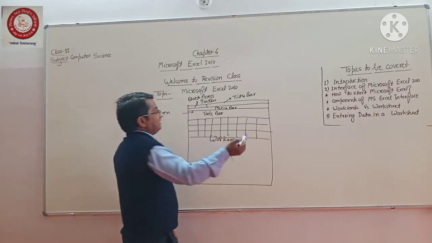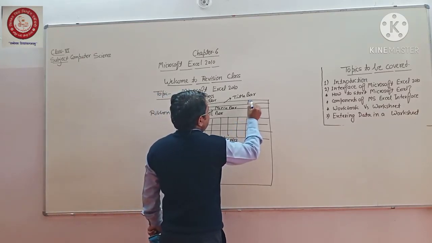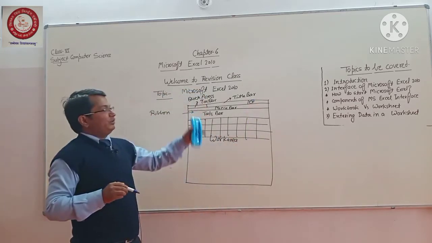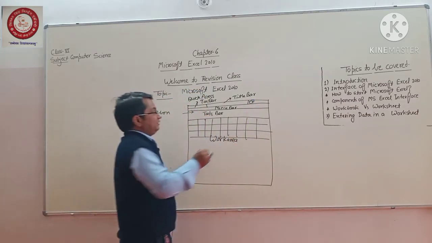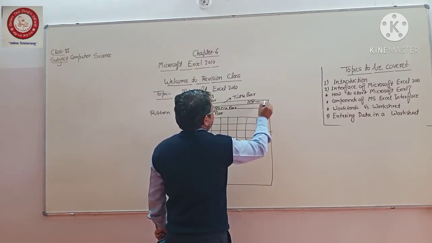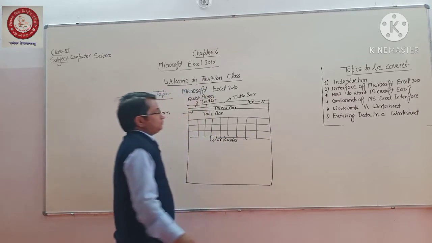But on the right hand side there is a button like this. This is called a restore button, right? And apart from restore, there is a minimize button, and one is the close button.